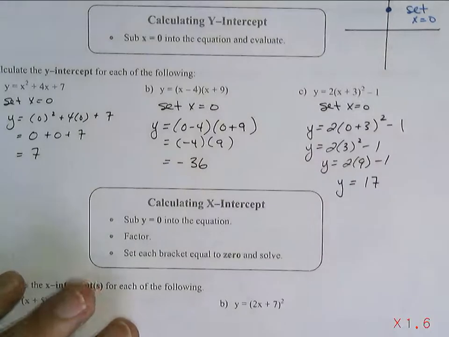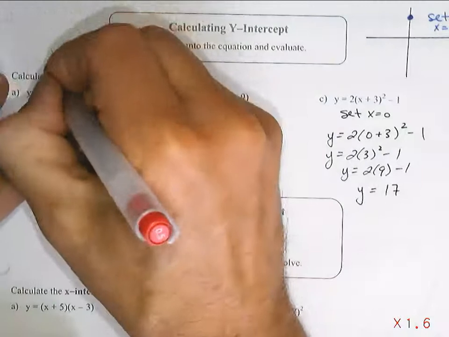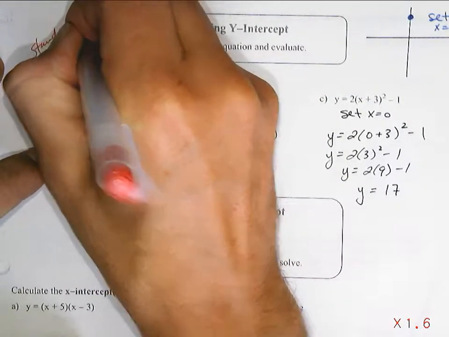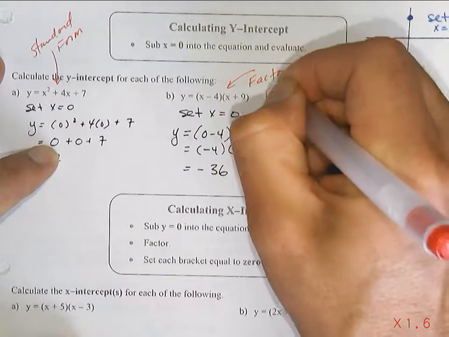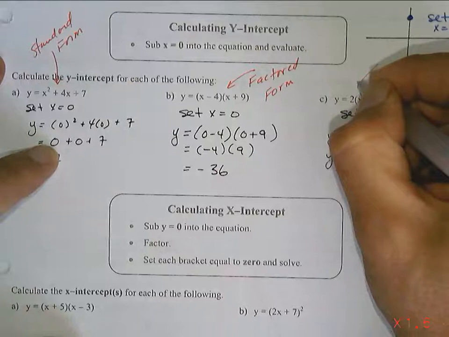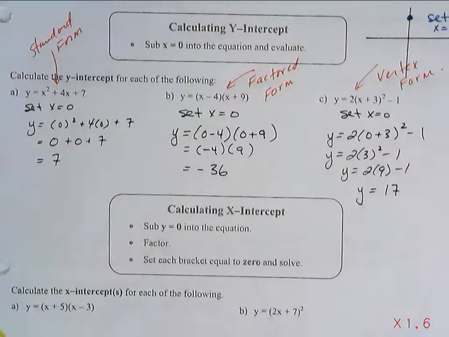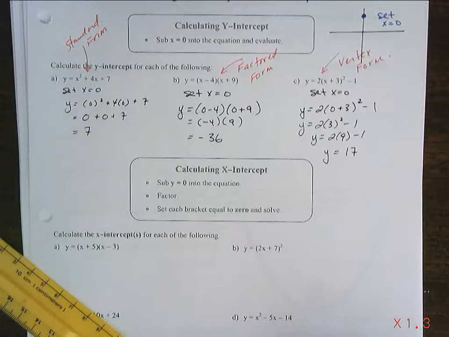And I'm done. And just to make my point crystal clear, you have standard form. You have factored form. You have vertex form. Man, isn't math cool? We have all those different forms, and we can find the y-intercept simply by setting x equal to 0. Okie doke.